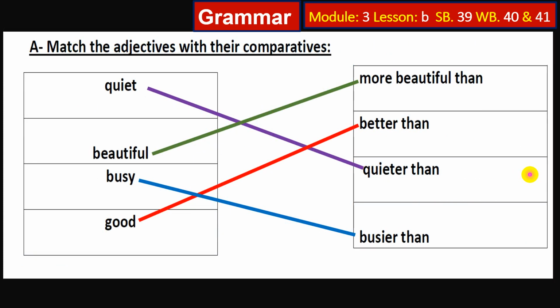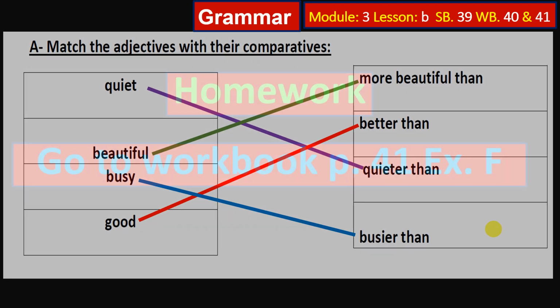Okay. Now you are going to match the adjectives with their comparatives. Quiet, quieter than; beautiful, more beautiful than; busy, busier than; good, better than. Notice the difference here. This is a revision of the whole structure of how to form the comparative: by adding more before the adjective, or by adding er to the end of the adjective. So good, better than; quiet, quieter, by adding er; and also busier than.